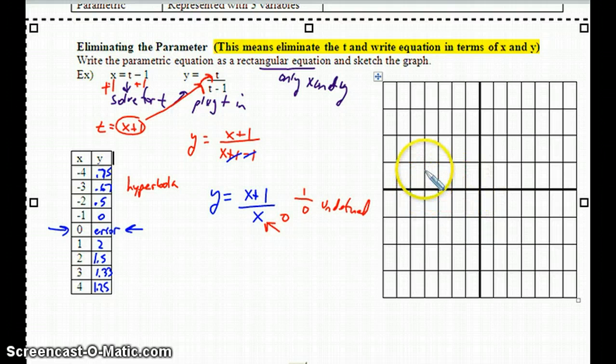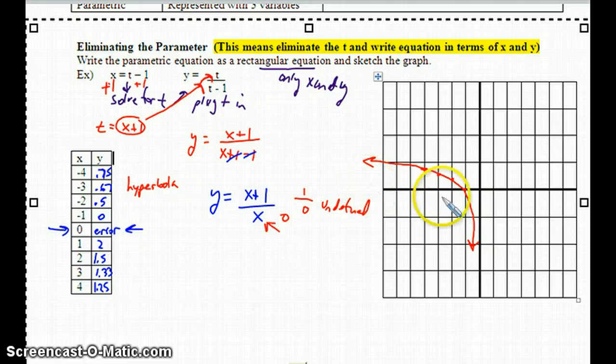Negative 4.75 would be about here. Negative 3, 2, negative 1. And at 0, there was no graph. So we're noticing that we're going to have a branch that will look like this. It will approach 0, but it will not touch. And this branch will continue to go out this way.